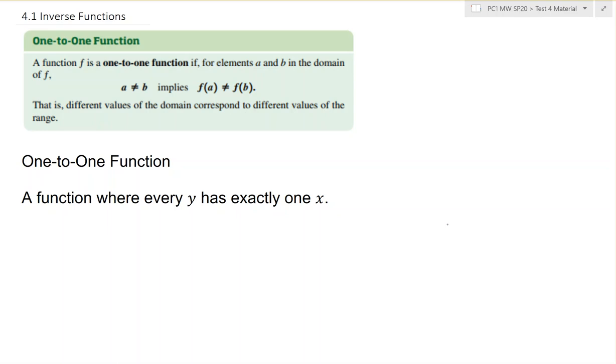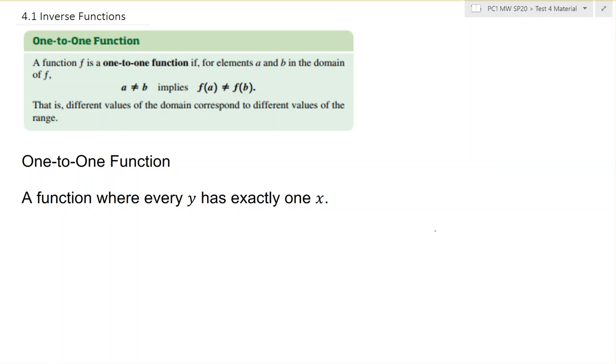4.1 is inverse functions. We're going to start off by first talking about one-to-one functions. The definition says that a function f is one-to-one if for elements a and b in the domain of f, a not equal to b implies that f of a is not equal to f of b. That is, different values of the domain correspond to different values of the range.